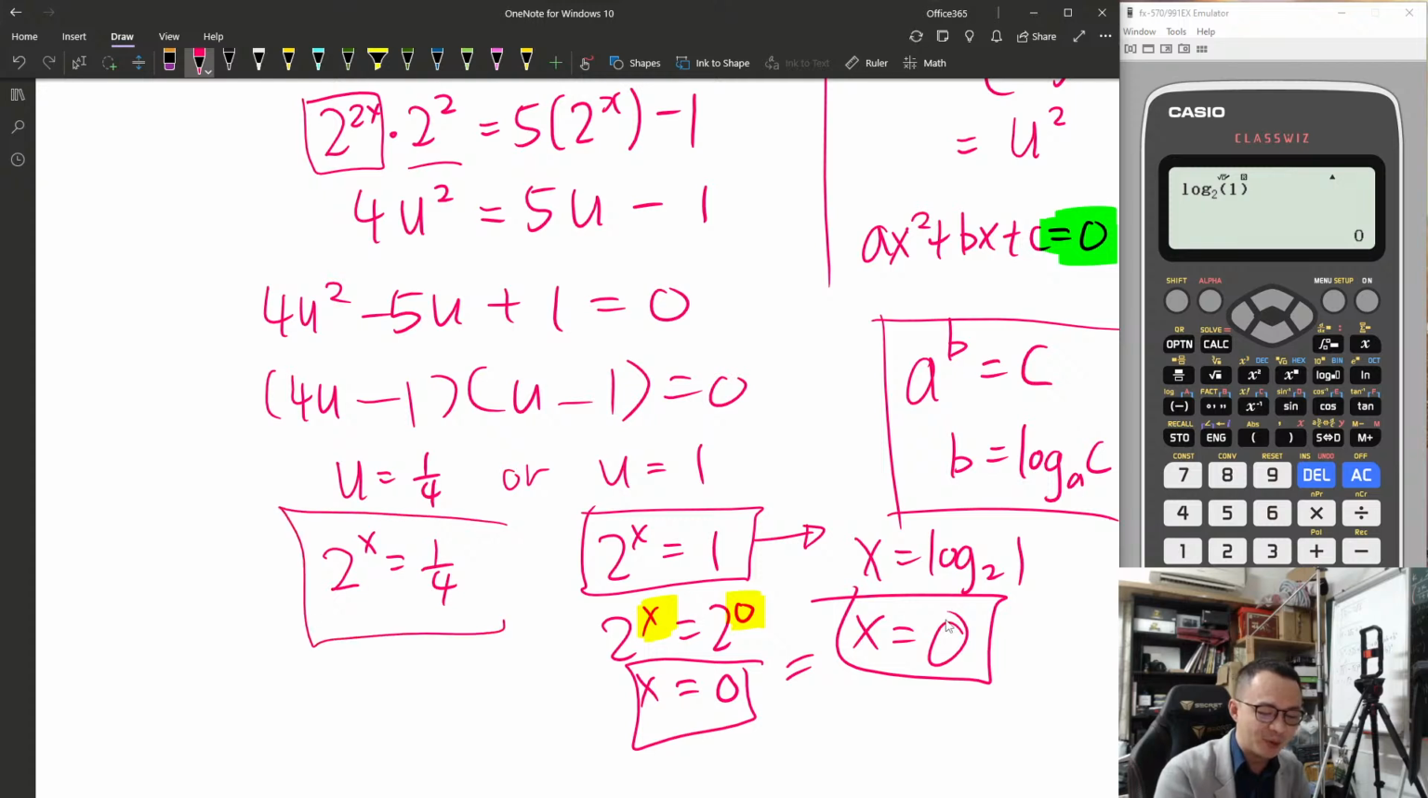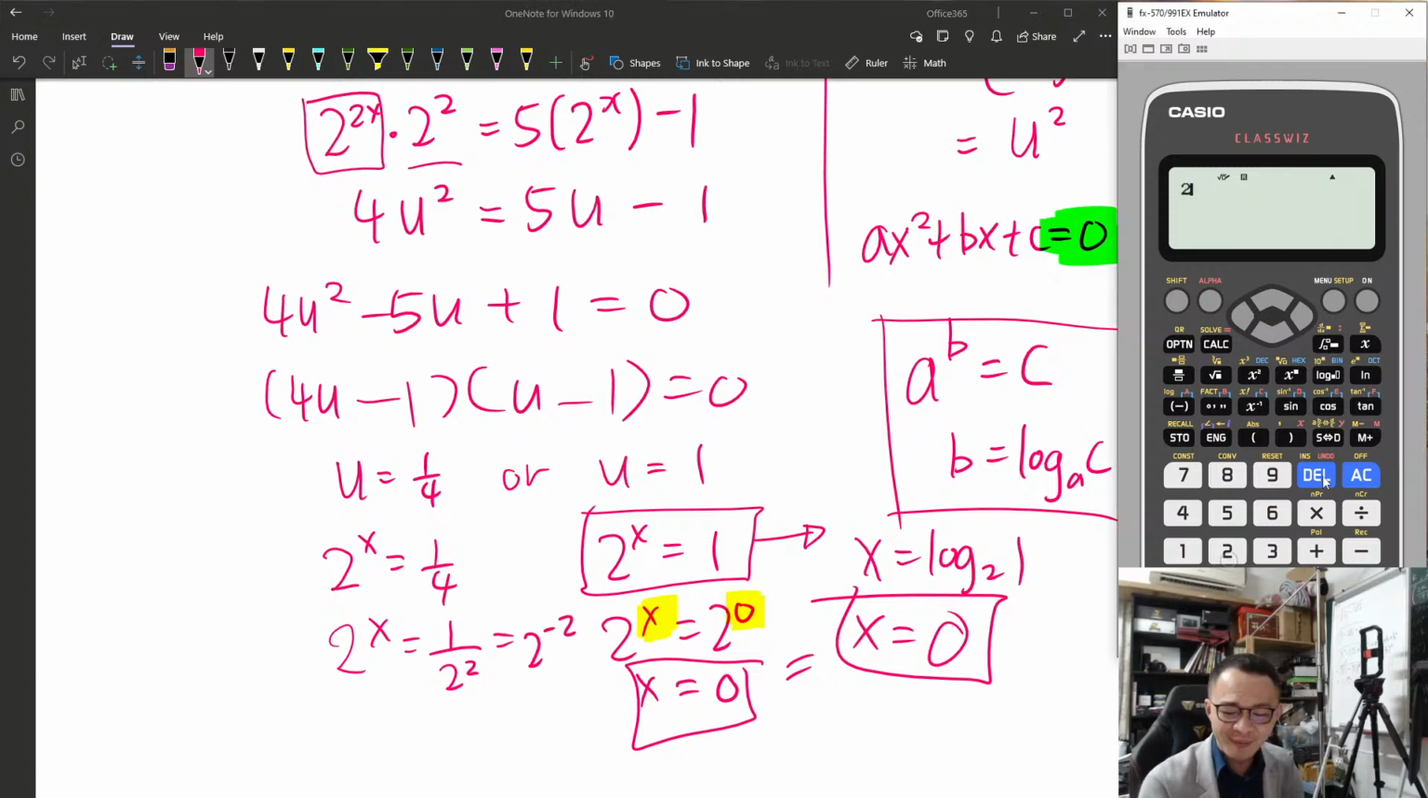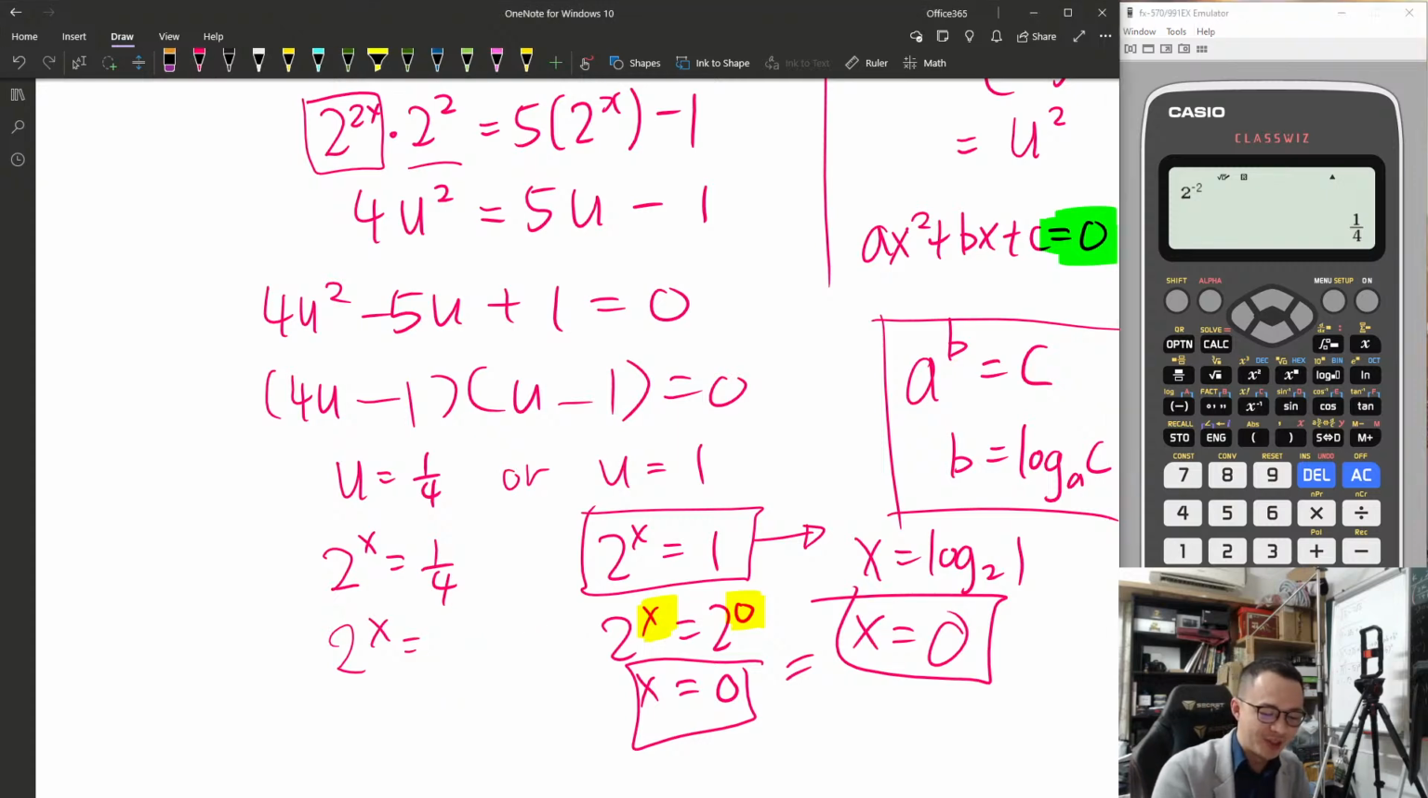Same idea for this one. If you want to use log to solve, you can, but if you have a very strong foundation in indices, you should know 1 over 4 is basically 1 over 2 to the power of 2, which is 2 to the power of negative 2. If I type in the calculator 2 to the power of negative 2, you can see the calculator tells me it's 1 over 4. So I will straight away change this into 2 to the power of negative 2. Then I will just compare the powers. I can easily see that x equals negative 2.